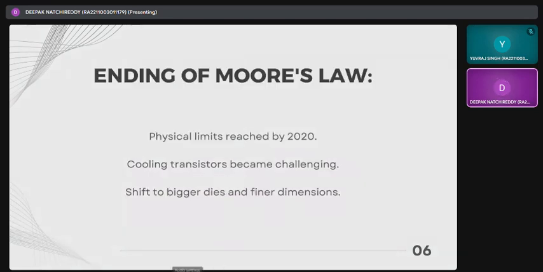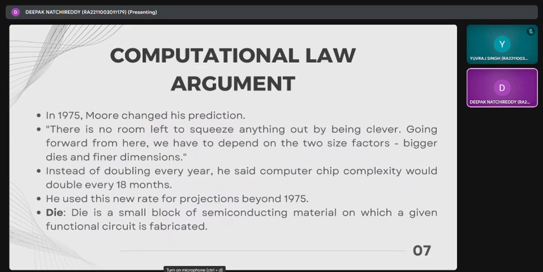Ending of Moore's law. Physical limits reached by 2020. Cooling transistors became challenging. Shift to bigger dies and finer dimensions. So in 1975, Moore changed his prediction, and there was no room left to squeeze anything out of being clever. Going forward from here, we had to depend on two size factors: bigger dies and finer dimensions.